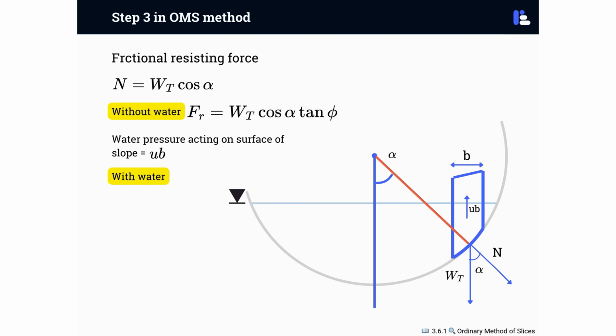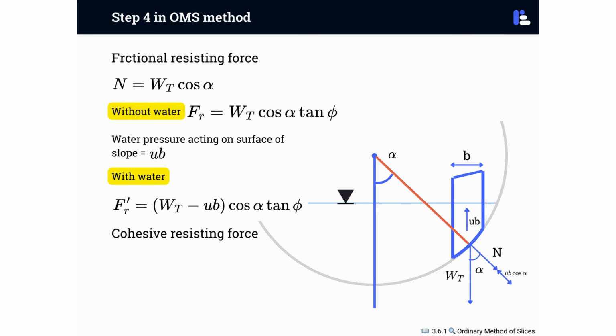Water creates an uplift force that reduces the effective normal force acting on the slice base. The effective normal force N is then computed by subtracting this uplift force, U times B, from the total weight multiplied by cosine alpha. The reduced frictional resistance is calculated by multiplying this effective normal force by tangent phi.